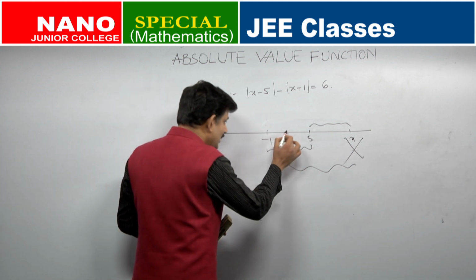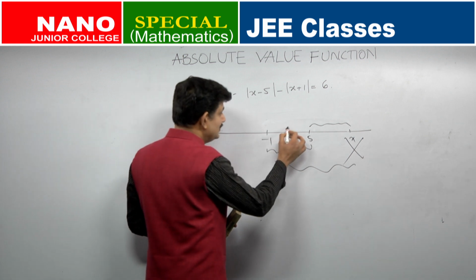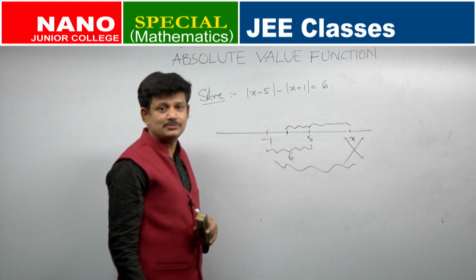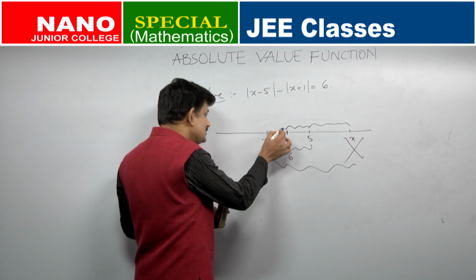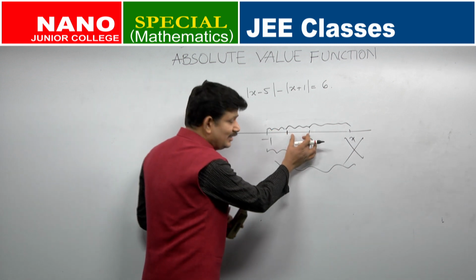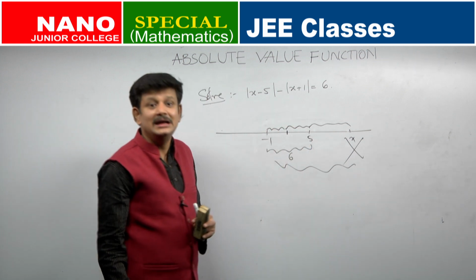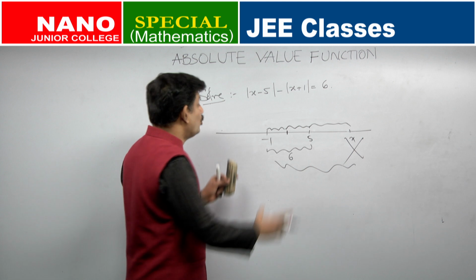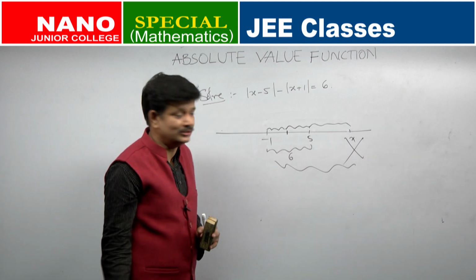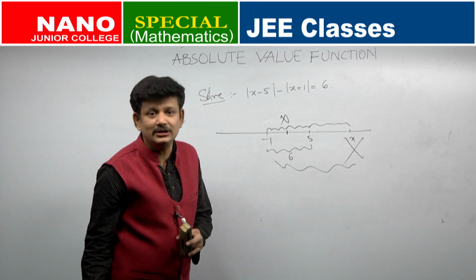Now, let me take any number in between. I want this distance mod x minus 5 minus this distance to be 6. This distance itself is smaller than 6. From this you are removing something else. Can this difference be equal to 6? Absolutely not, right? So, again you will not have any solution in this particular case.